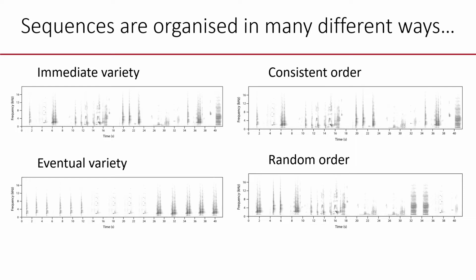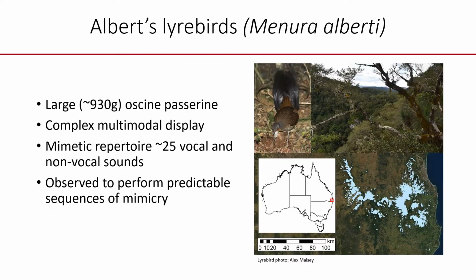So we know that many animals use sequences with some level of structure, but for higher order sequences in particular, we still understand little about the acquisition and function of communication sequences. One animal in which acoustic sequences can be found is the Albert's lyrebird. Albert's lyrebirds are a large oscine passerine found predominantly in rainforests in a very small area of eastern Australia, as shown in red on that map.